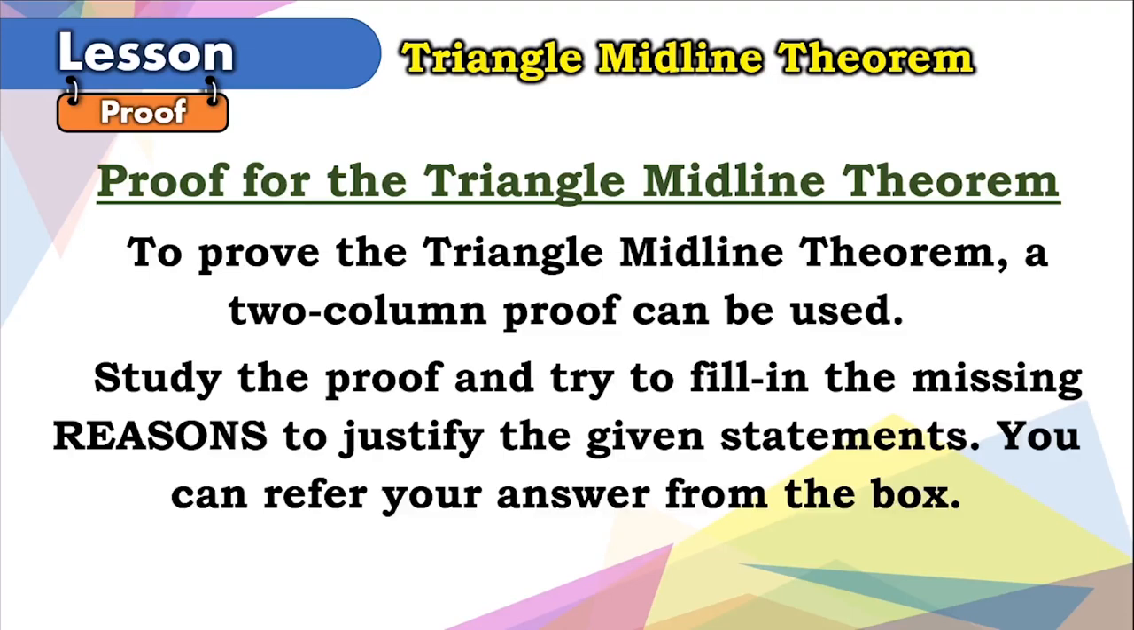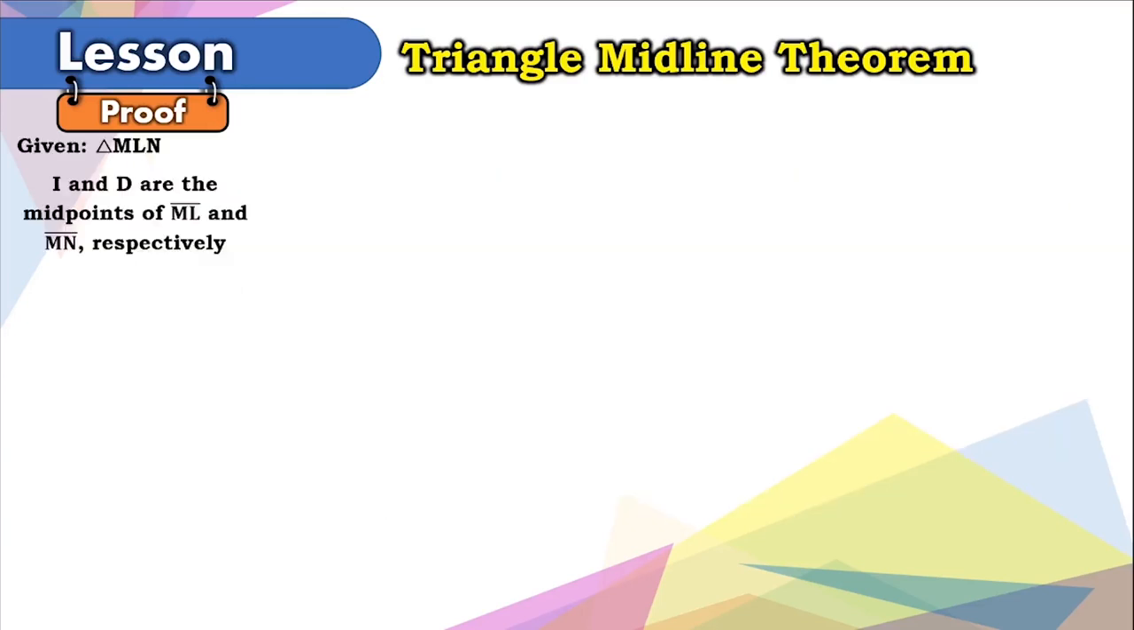To prove the triangle midline theorem, a two-column proof can be used. Study the proof and try to fill in the missing reasons to justify the given statements. You can refer your answer from the given box. And this is the two-column proof. Given triangle MLN in which I and D are the midpoints of sides ML and MN respectively.